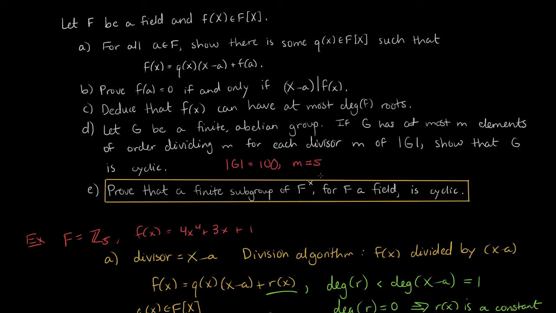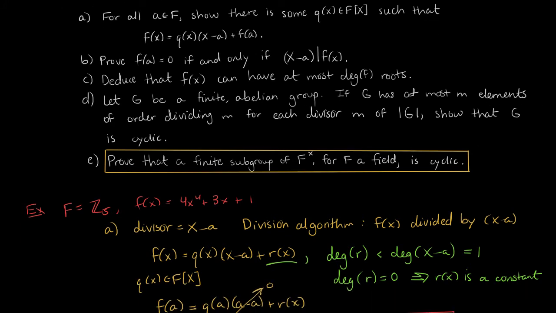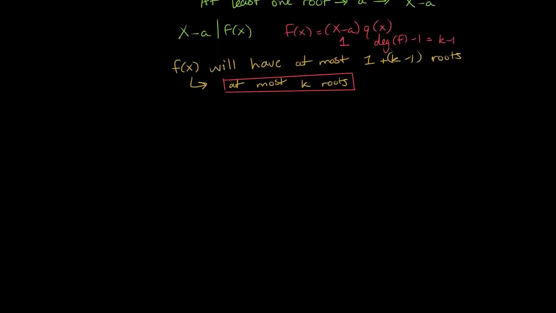If instead this had order 100, and m was 25, then this would say that there are at most 25 elements whose orders are either 1, 5, or 25, which are the factors of 25. This is saying a fact about divisors. I'm going to delete this now as we move down. It's saying show that G is cyclic if this is true. And the key is going to be that our group is abelian.